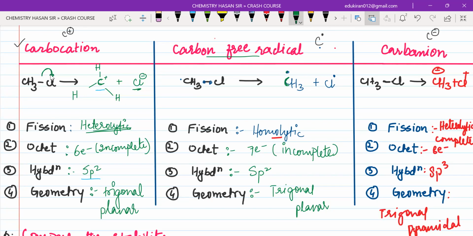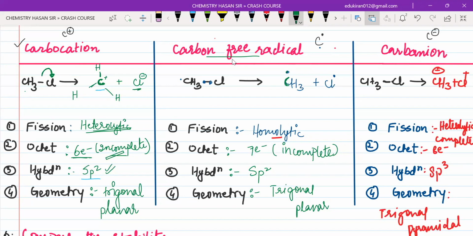In heterolytic fission, the more electronegative element takes the charge away from carbon. Hence, you can see carbon is now making only 3 bonds. That's why it will have 6 electrons, and its octet will be incomplete. With 3 sigma bonds, it is trigonal planar.